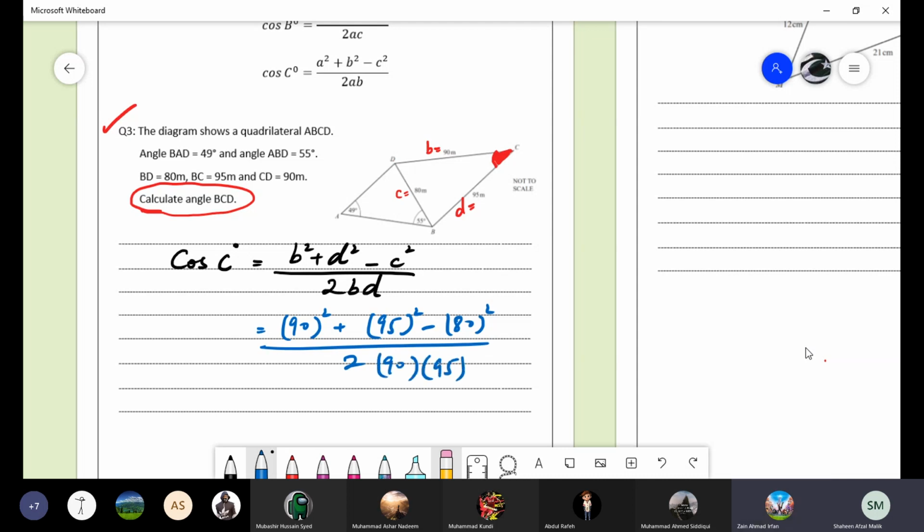Quickly, in one line, just tell me the answer of all this calculation. 90 square. Boys, you are not active today, my dear.